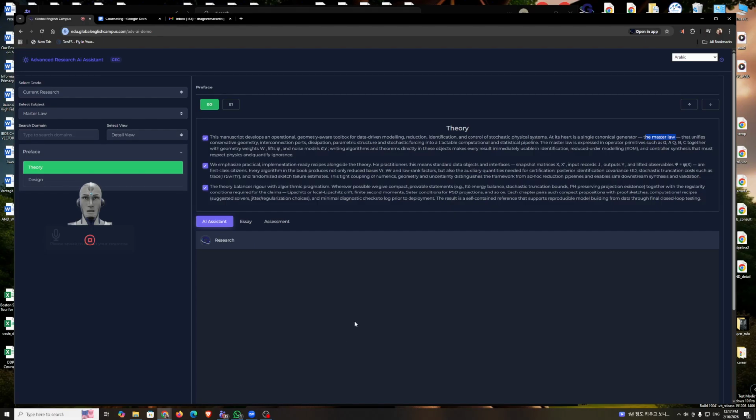The master law is a central framework that describes the dynamics of stochastic physical systems by integrating concepts like conservative geometry, dissipation, interconnection ports, and stochastic forcing. It provides a unified way to model and analyze these systems using operators and geometric structures, making it easier to implement data-driven modeling, reduction, and control techniques. Does that give you a clear understanding?